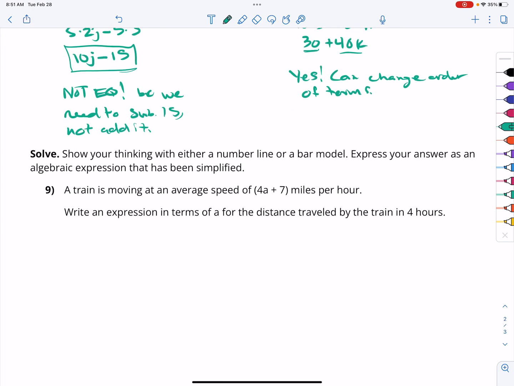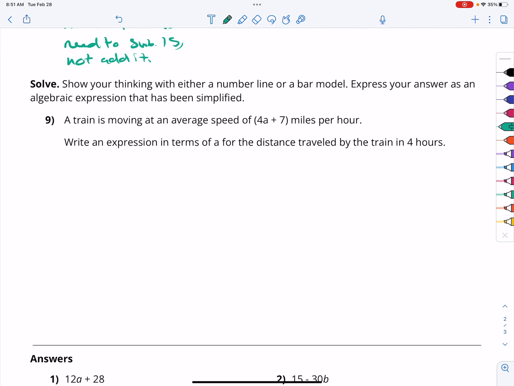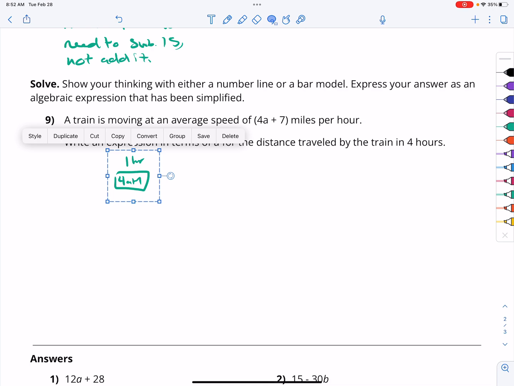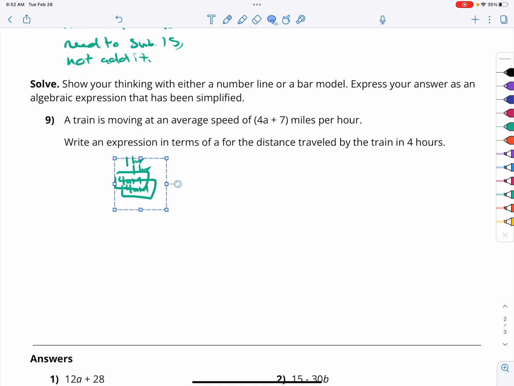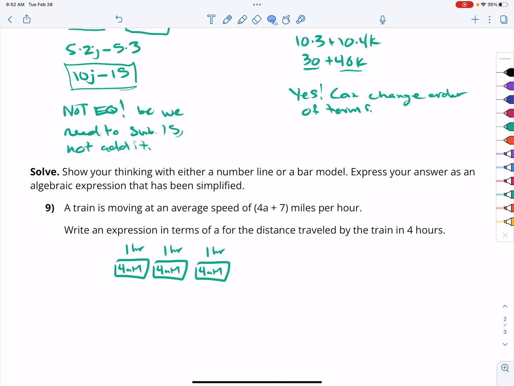Awesome. So number 9, show your thinking with either a number line or a bar model. Express your answer as an algebraic expression that has been simplified. A train is moving at an average speed of 4a plus 7 miles per hour. So here is 4a plus 7. This would be 1 hour. And this question says, write an expression in terms of a for the distance traveled by the train in 4 hours. So we need 4 of these.